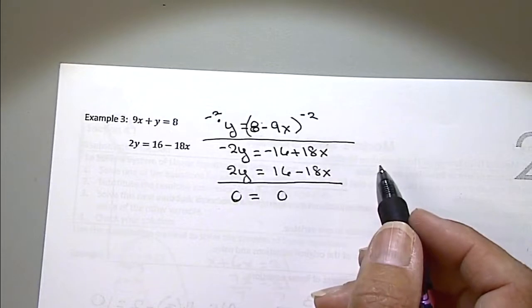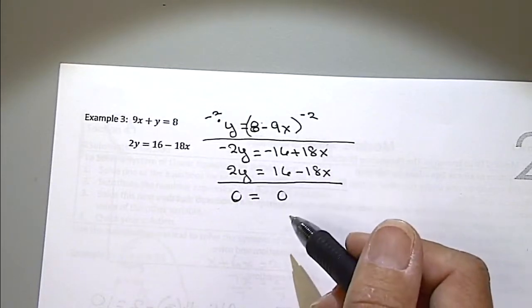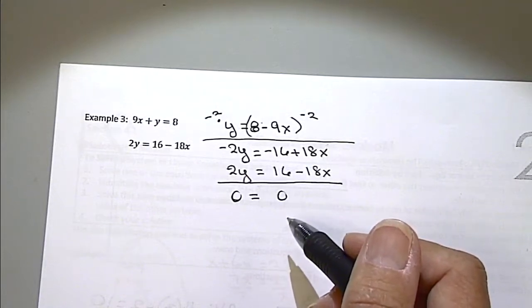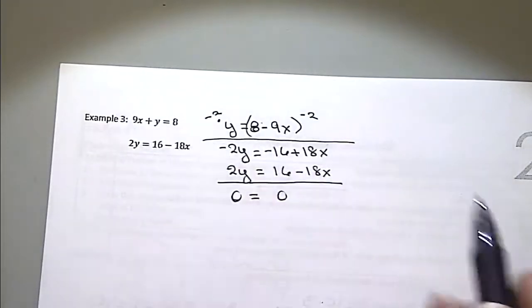So what is it trying to tell us? Well, basically, 0 is equal to 0. That's a true statement, isn't it? Basically, what it's trying to tell you is that these look like they might be the same line. Now, I kind of want to prove this.